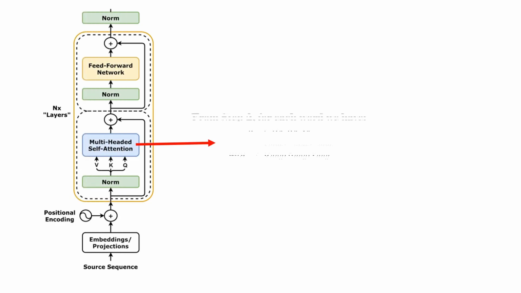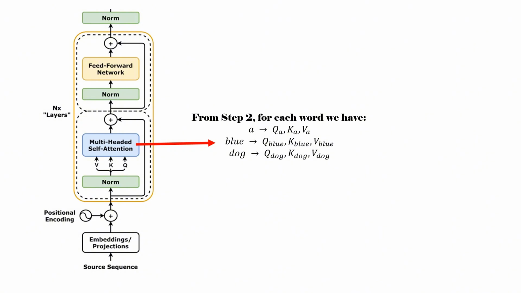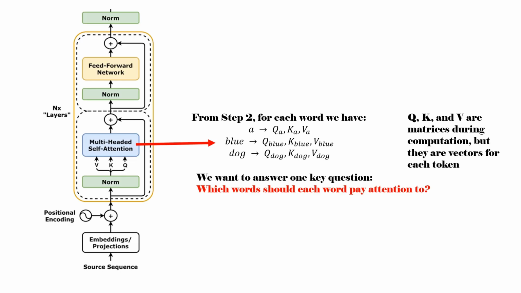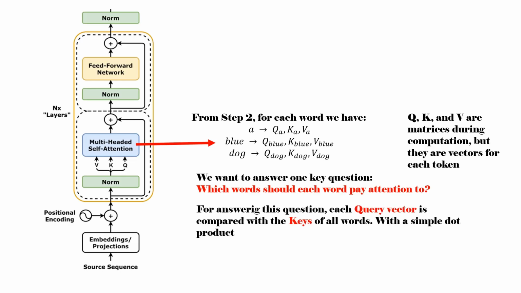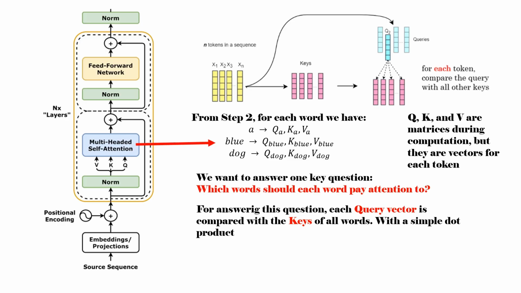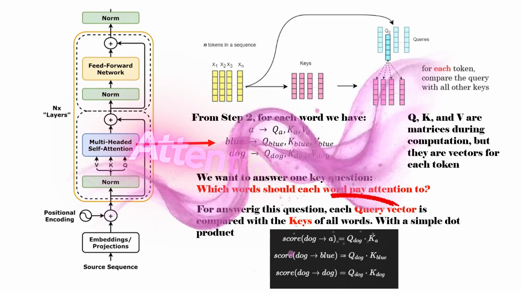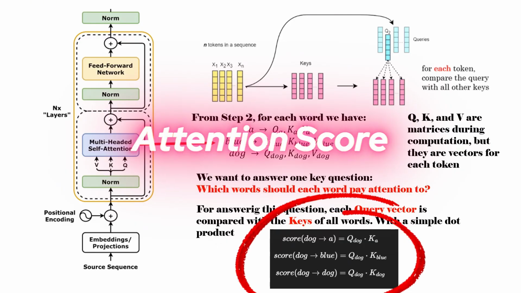From step 2, for each word we have 3 vectors. We want to answer one key question. Which word should each word pay attention to? For answering this question, each query vector is compared to the keys of all words with a simple dot product. The result is called attention score.